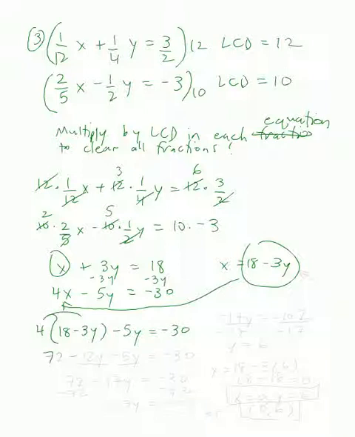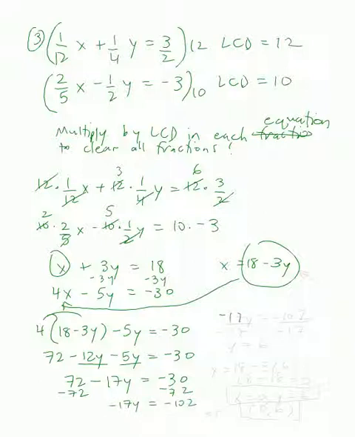Distribute the 4, I get 72 minus 12y minus 5y equals negative 30. Combine my like terms, I get 72 minus 17y equals negative 30. Finish up by solving for y. I'm going to subtract 72 from both sides. Negative 30 minus 72 is negative 102.